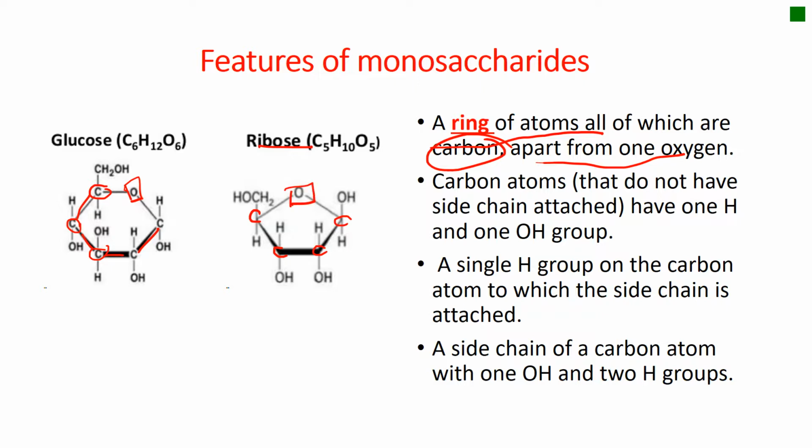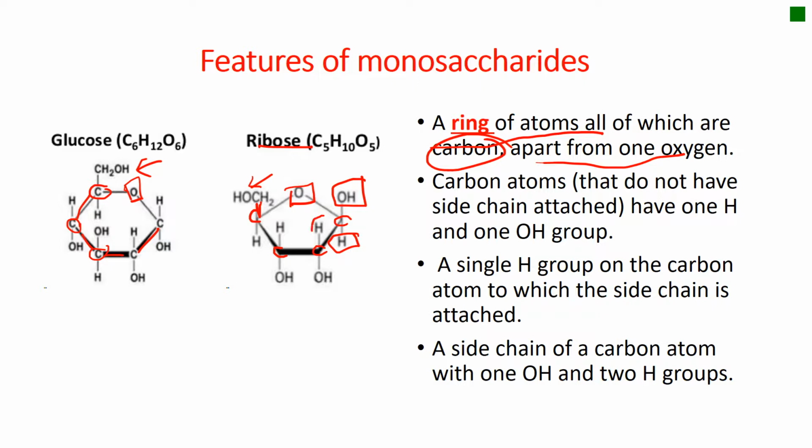Now, the carbon atoms that do not have side chain. What is side chain? These are the side chain. So you can see there's only one carbon that has side chain. Now, the rest that are not attached with the side chain has actually one hydrogen and one OH or hydroxyl group.